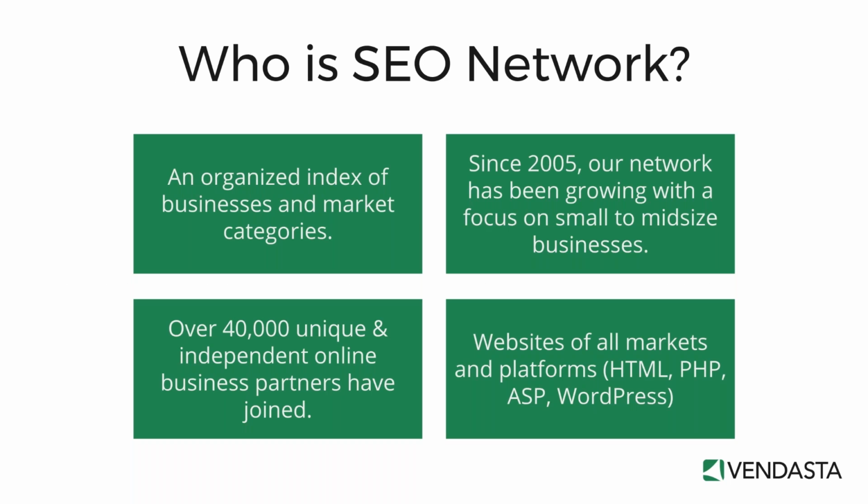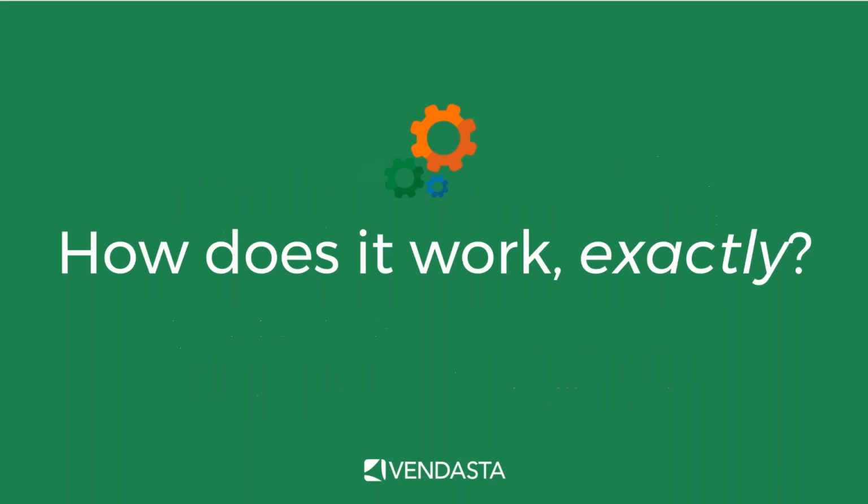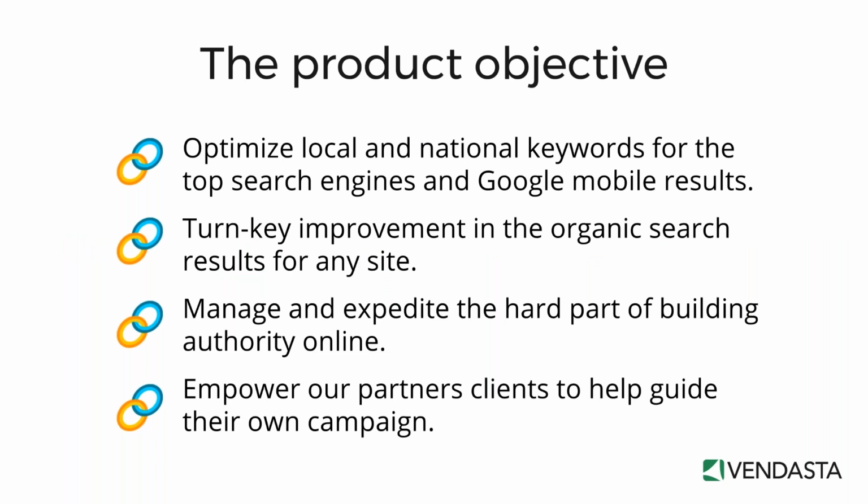Now, Janessa mentioned Net Success USA. They're the vendor that provides the product SEO Network, and they're an organized index of businesses and market categories. They've been around since 2005. Like Janessa mentioned, they have over 40,000 unique and independent online businesses who have joined, and they can work with websites of all markets and platforms. So how it works exactly.